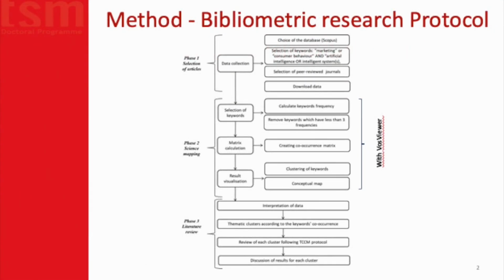After having collected the data, the articles, and after having downloaded the data, that is the articles on the computer, we go now to phase 2, scientific mapping with VOSviewer, where we used the downloaded data to analyze deeper the keywords and the co-occurrences. So this is done with VOSviewer. How do we precisely proceed?